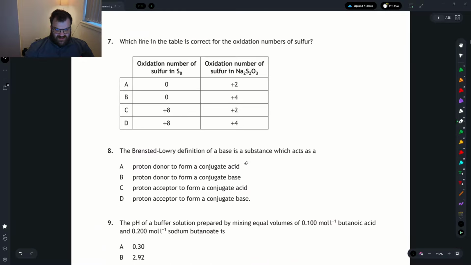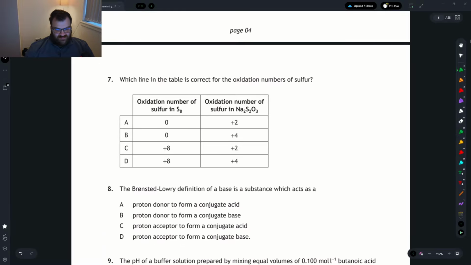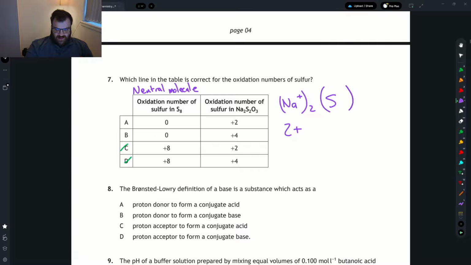Next one, we're talking about oxidation numbers. If we are in a free atom or molecule, the oxidation number will be 0. For our right hand one, we've got sodium. Sodium is in group 1, so that will have a charge of 1. But we've got 2 of them, so that's going to be 2 positive. We have sulfurs of unknown values, and we've got 2 of them. And then oxygen is going to be 2 minus, and there are 3 of them. So that's going to be 6 negative.